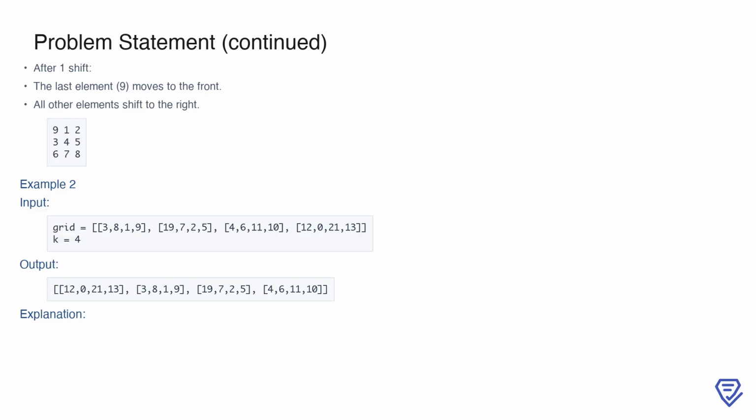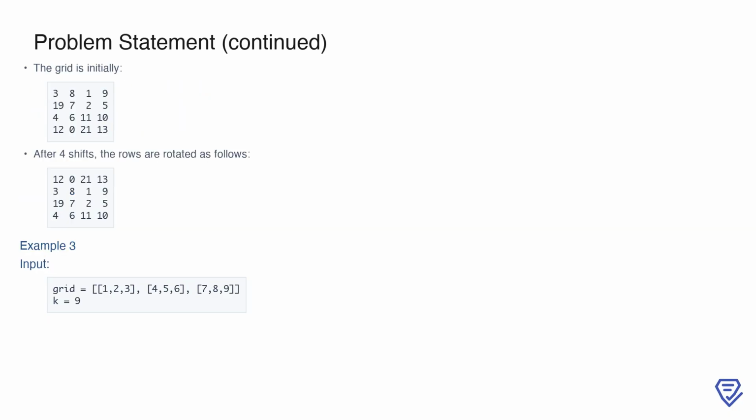contains 6, 7, 8. In the second example, the grid is larger, containing 4 rows and 4 columns, and k is equal to 4. The task is to perform 4 shifts on this larger grid. Initially, the 4x4 grid contains the numbers arranged as follows: row 1 contains 3, 8, 1, 9, row 2 contains 19, 7, 2, 5, row 3 contains 4, 6, 11, 10, and row 4 contains 12, 0, 21, 13. After 4 shifts, the rows are rotated to create the updated grid. The new arrangement is: row 1 contains 12, 0, 21, 13, row 2 contains 3, 8, 1, 9, row 3 contains 19, 7, 2, 5, and row 4 contains 4, 6, 11, 10.